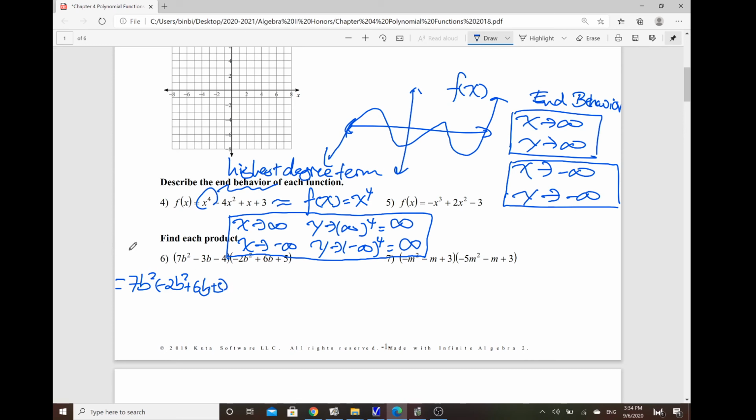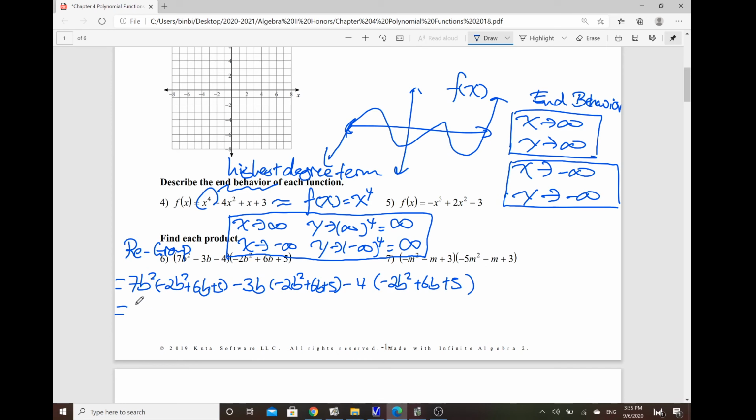The first thing I want to do is regroup them. And then after that, it's negative 3b times the same trinomial, negative 2b squared plus 6b plus 5. And then the constant term, minus 4 times negative 2b squared plus 6b plus 5. And then the rest of this, you want to distribute. Again, you don't want to do this mentally or rush through it. You want to show all the process, all the work.